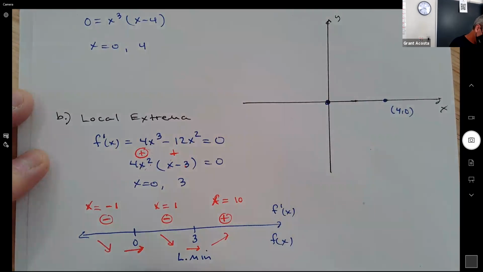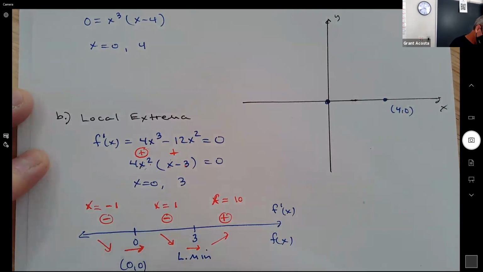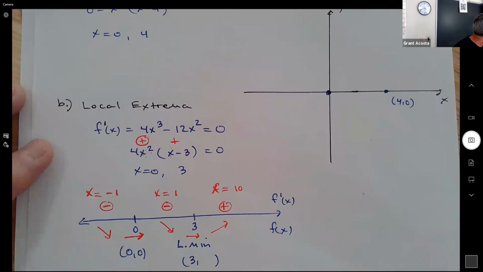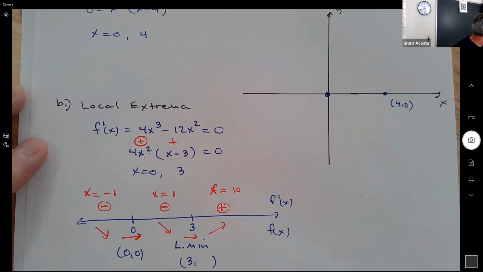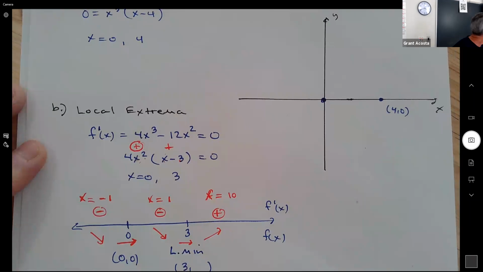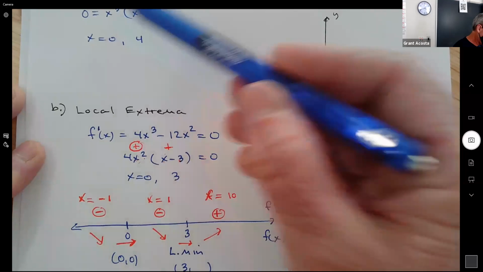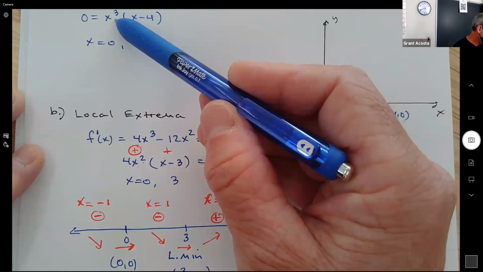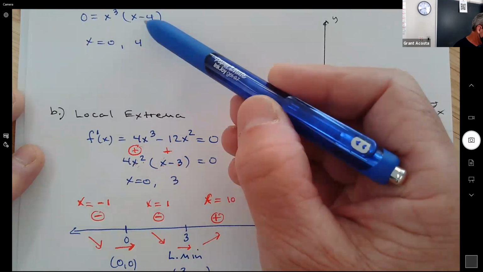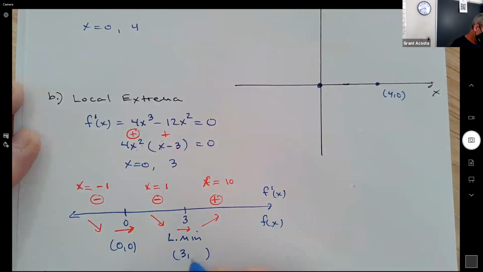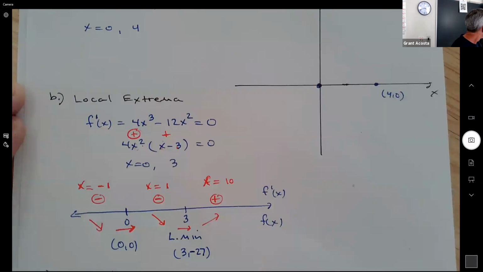Oh, I need, so this point was 0, 0. I need a point for this, 3, comma. Did anybody plug it in? I think I can squeeze it in right there. This was my function in factored form. So if I plug in 3 there, that's 27. 3 minus 4 is -1. So I'm pretty sure this is -27.